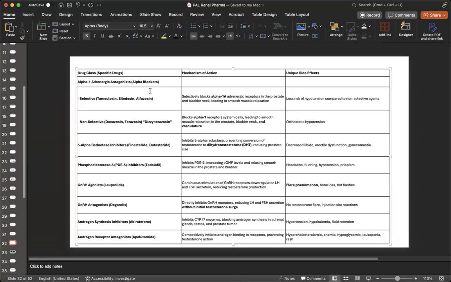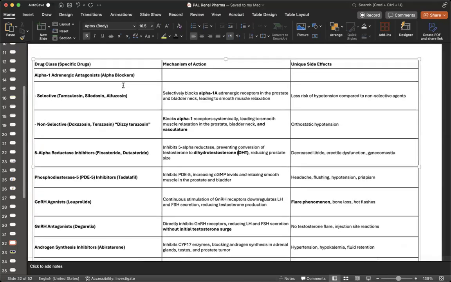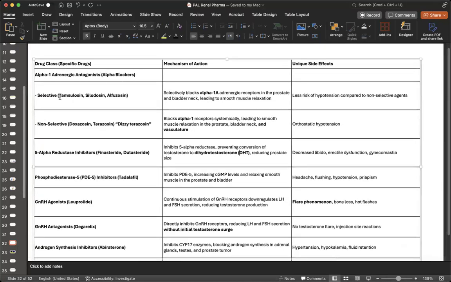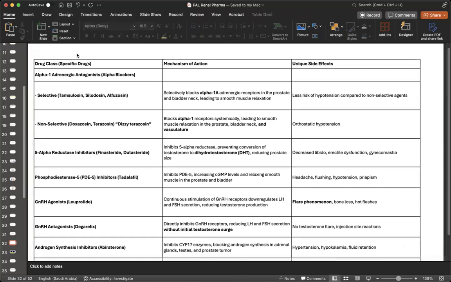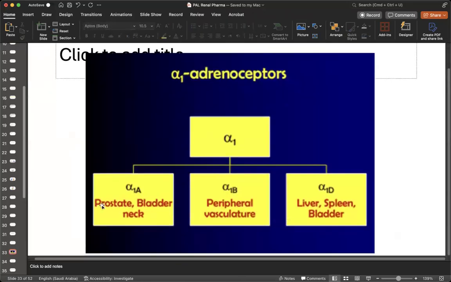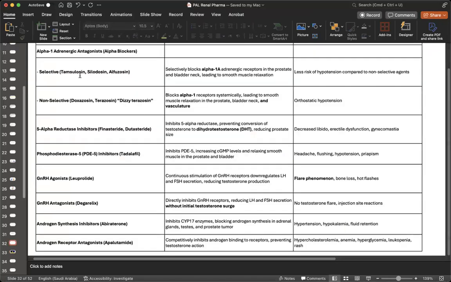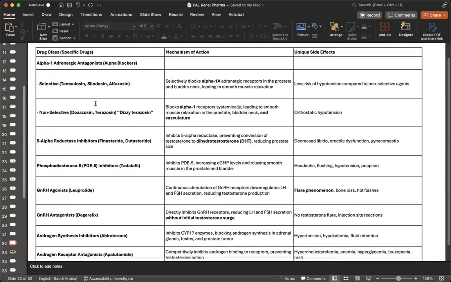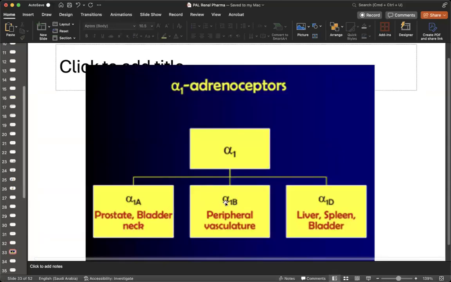Now let's talk about alpha-1 adrenergic antagonists, alpha blockers. Okay. So you either have selective ones, which means that they're only going to bind to this, or you have non-selective ones, which means they're going to bind to both. They're going to bind to everything in the body, and they're going to bind to both of these and cause antagonism. Now, if you bind to everything and antagonize both the vasculature and the prostate, what is that going to lead to?